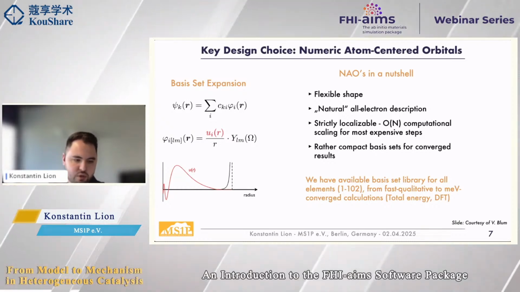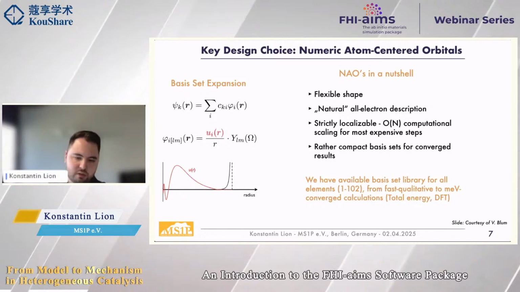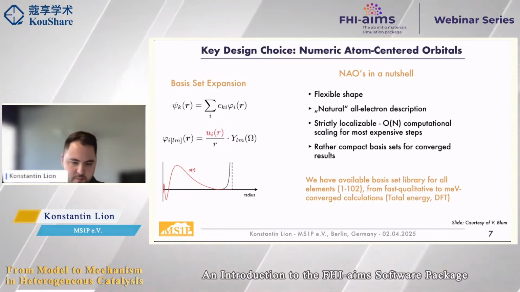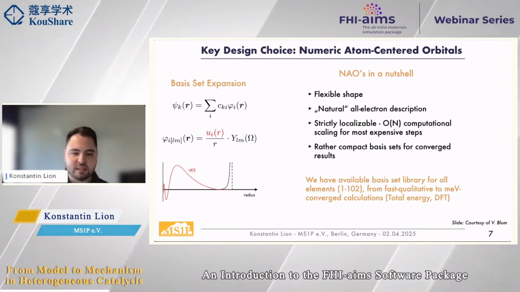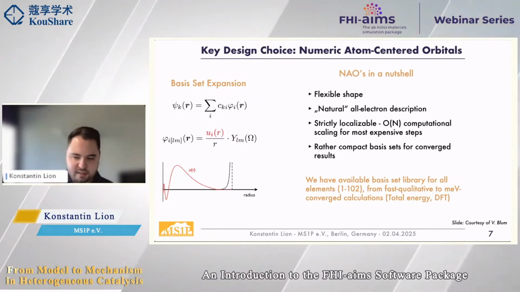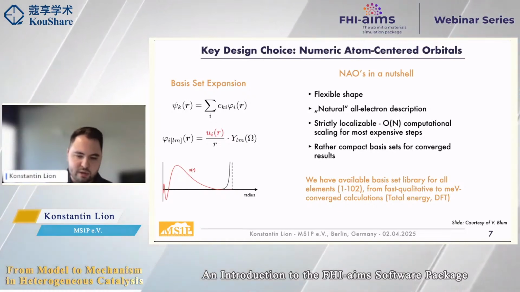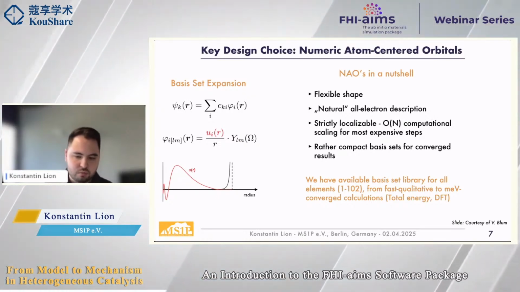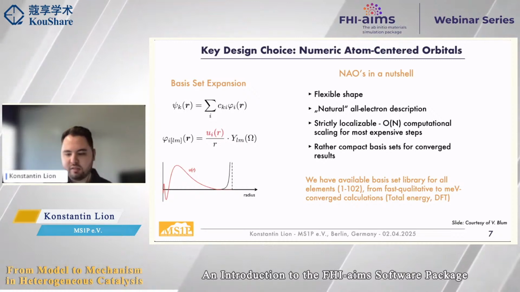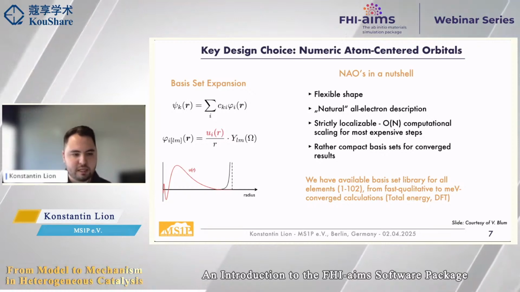And in the end, because you also have, for example, here this cutoff potential, you actually need a rather compact basis set if you want to get more or less converged results with respect to total energies in most systems. Then the important thing is you are quite flexible, but you still have to decide on what kind of basis functions you want to use for all the elements. And so for this, within FHI-aims, you already have a basis set library available for the elements 1 to 102, which differ in whether you want fast qualitative results or really milli-electron-volt converged results with respect to DFT calculations and total energy.